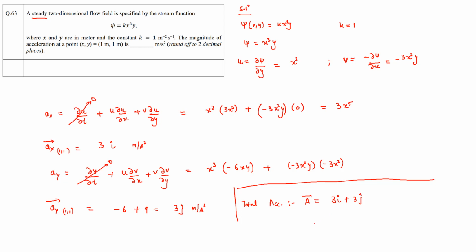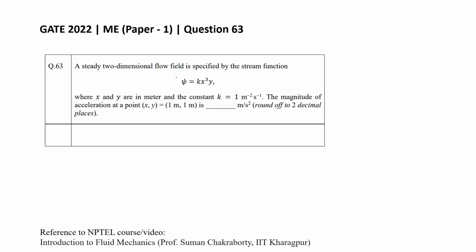Now we can calculate the magnitude of this vector. So this will just be equal to the square root of 3 square plus 3 square, or 3 root 2, which will be equal to 4.24, and that is the final answer to this problem. So we solved this problem and the acceleration is 4.24 meter per second square.